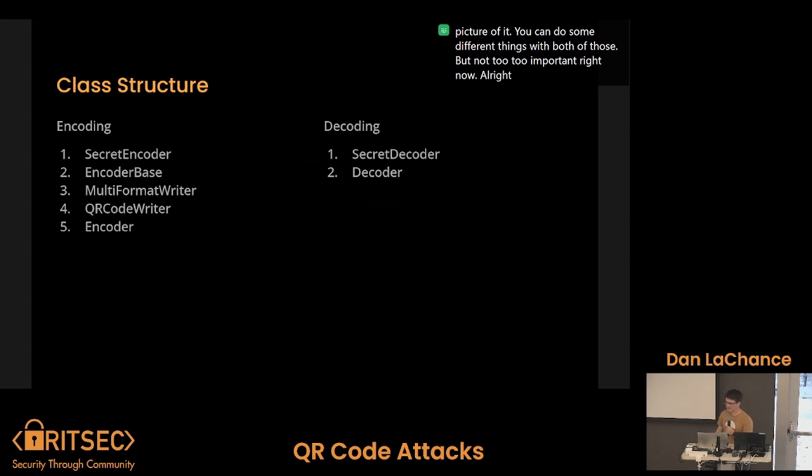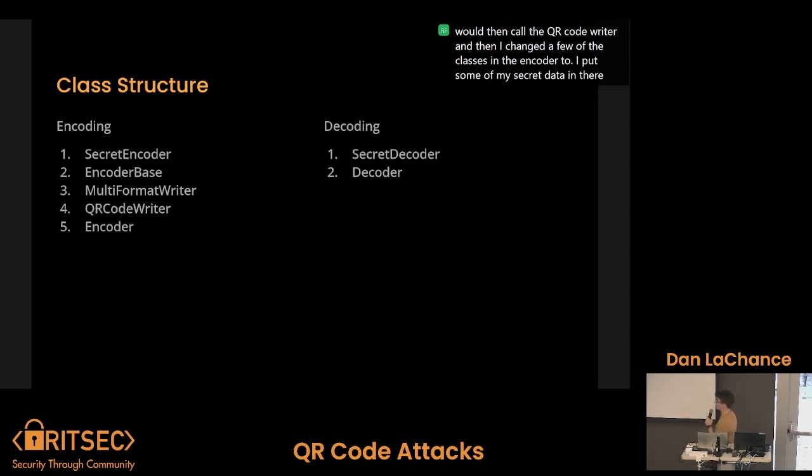All right, so the classes that I was actually working with in here: I created a secret encoder class and I created an encoder base. I followed that line down through the multi-format writer. The multi-format writer takes in some data and which code you want to write it to, and then it calls a different class from there. It would then call the QR code writer, and then I changed a few of the classes in the encoder to put some of my secret data in there.